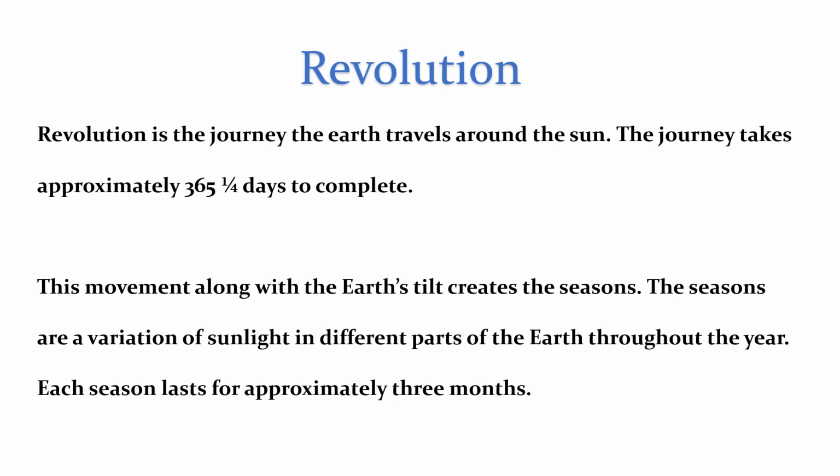Okay, so revolution is basically the journey of the Earth around the Sun. Sometimes we call it an orbit. Either way, it's actually the journey or the path traveled around the Sun. Now, this journey takes approximately 365.25 days. In other words, that will be 1 year.